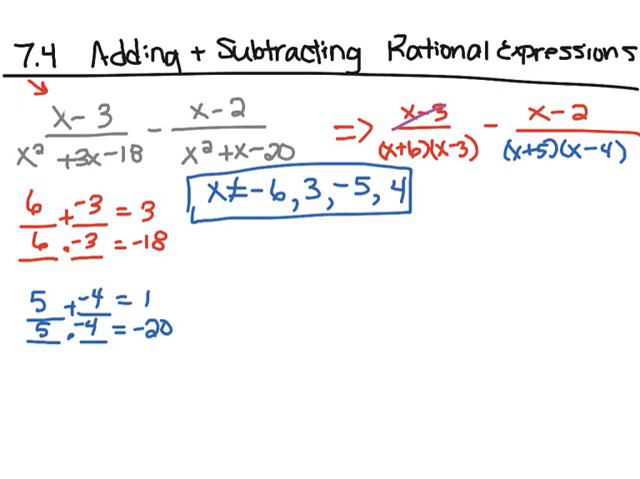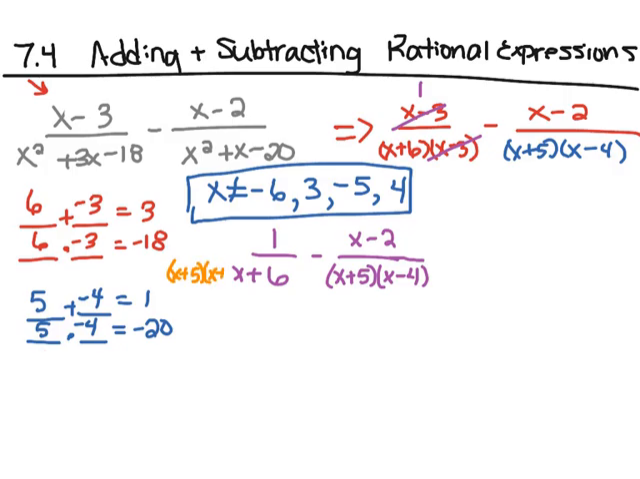So this and this are going to cancel. So this will turn into a 1. So we have 1 over x plus 6 minus x minus 2 over x plus 5, x minus 4. Now we need to make our denominators the same. So on the left side, we're going to have to multiply by an x plus 5 and an x minus 4. And we already know what that is multiplied out.